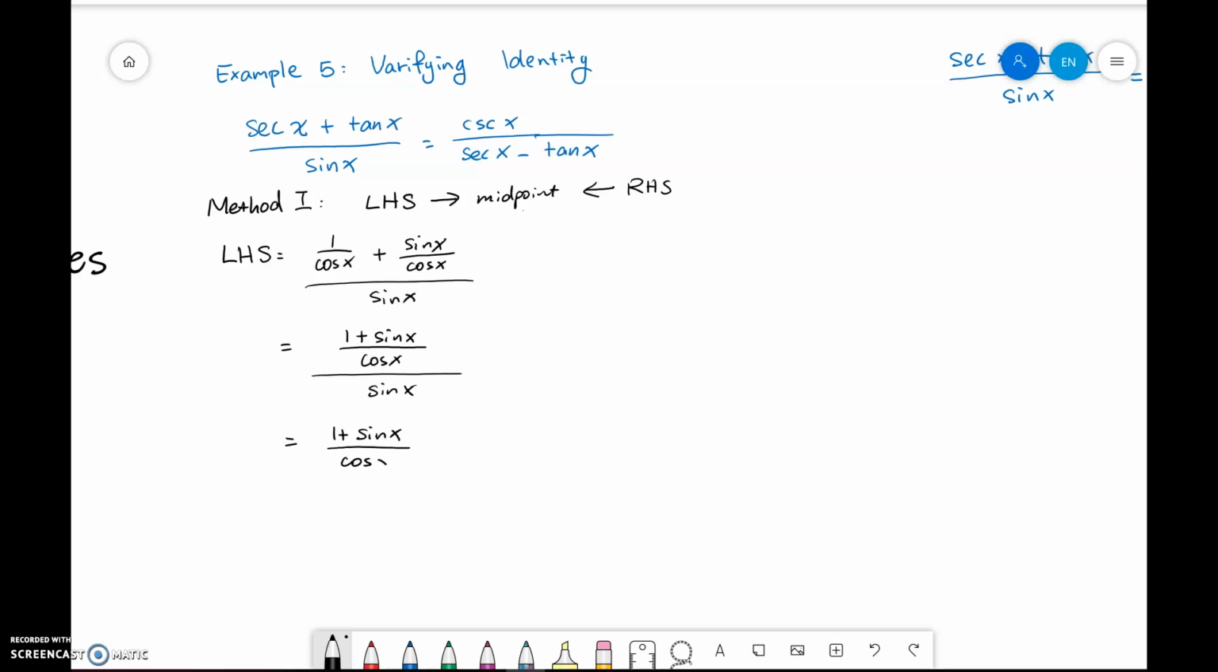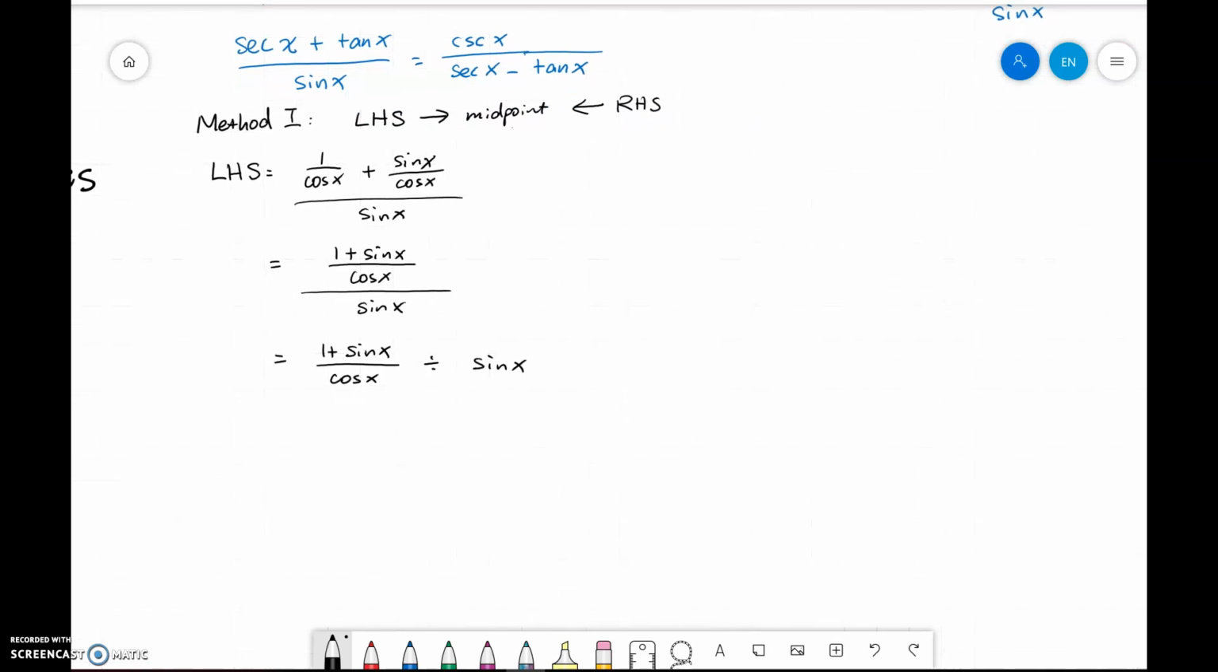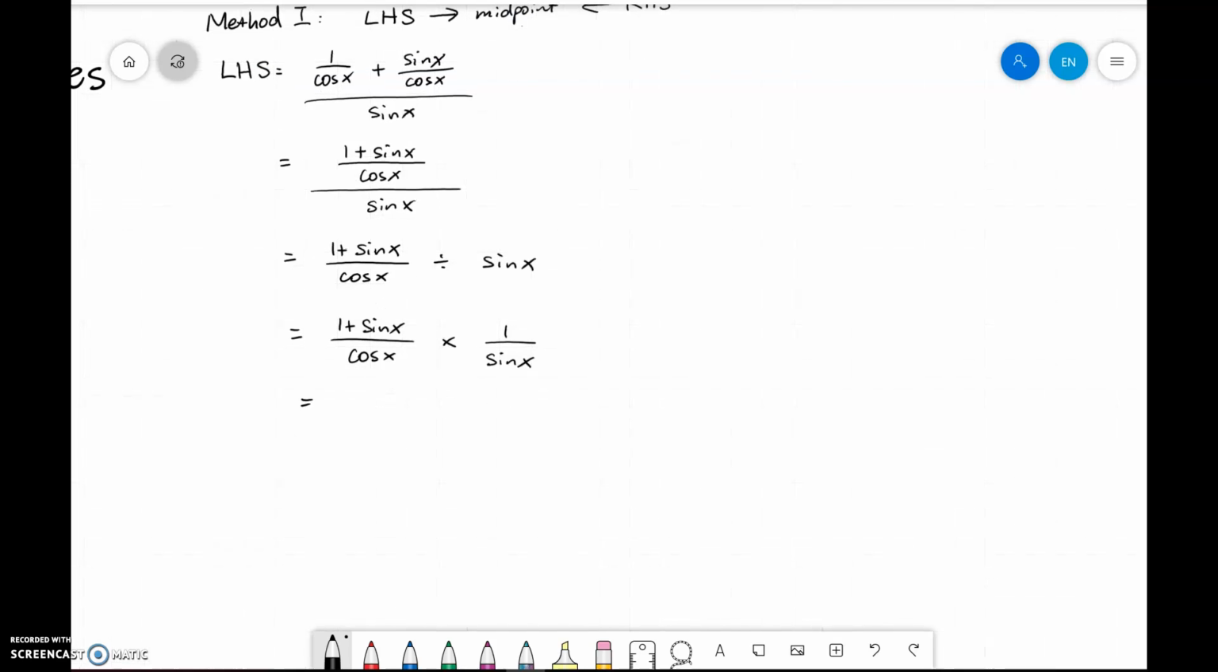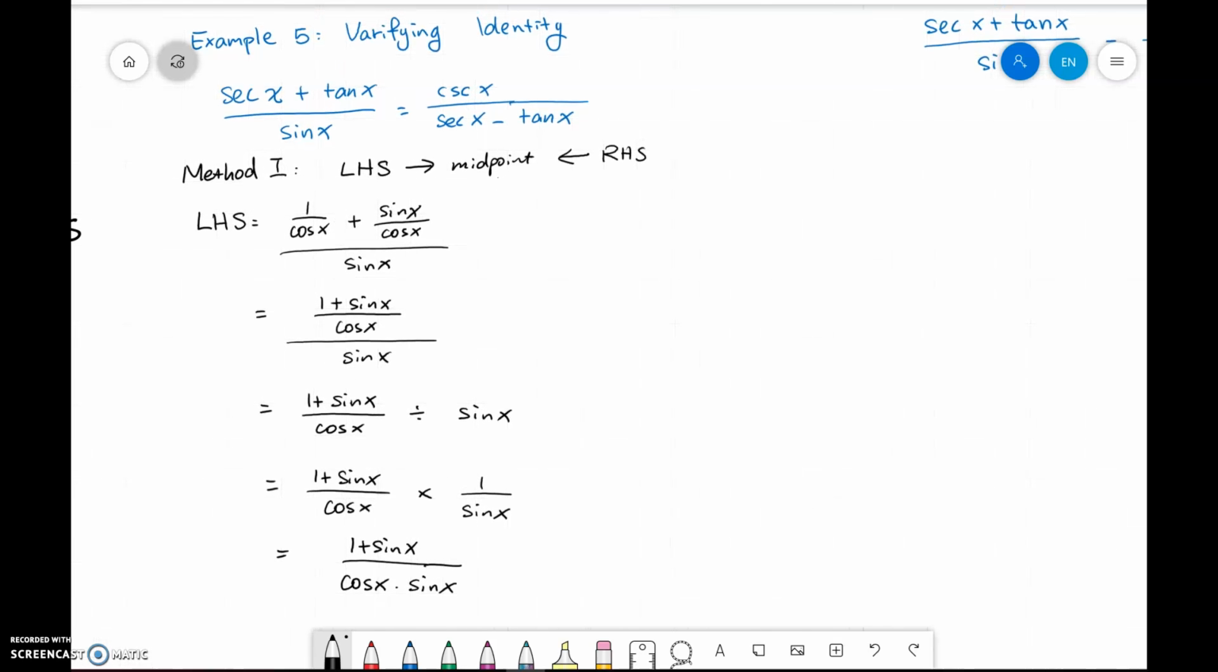So I'm going to do a little bit of an intermediate step, which becomes multiplying by 1 over sine of x. So on the left hand side, I actually end up with 1 plus sine of x, all over cosine of x times sine of x. I cannot really continue to do anything to change it to something like a cosecant, secant, and tangent. So I pretty much, quote unquote, give up on the left hand side. So I'm going to work on the right hand side.